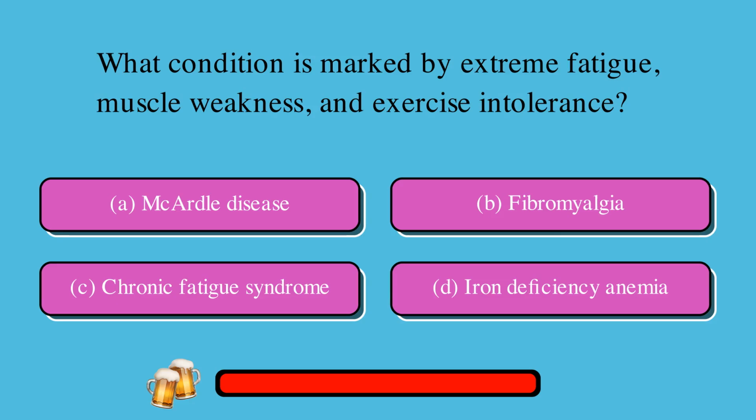What condition is marked by extreme fatigue, muscle weakness, and exercise intolerance? A. Myocardial disease, or B. Fibromyalgia, or C. Chronic fatigue syndrome, or D. Iron deficiency anemia. The correct answer is A. Myocardial disease.